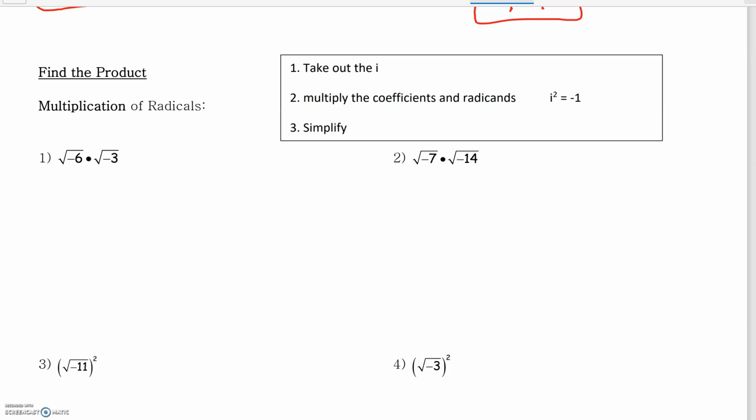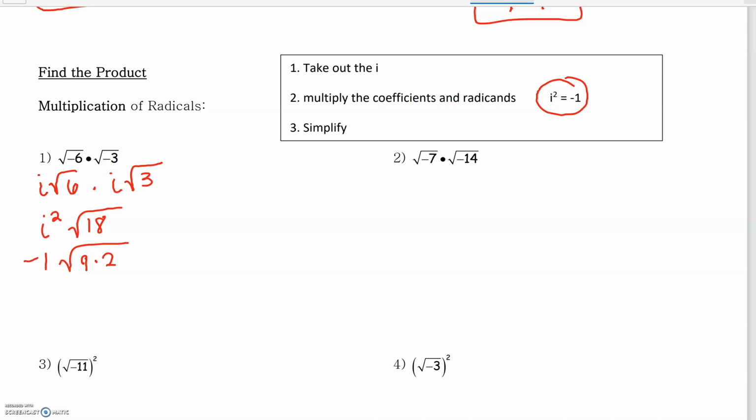When we multiply, we're going to take out the i, then we'll multiply the coefficients and radicands, and then we'll simplify. So let's take out our i. Now let's go ahead and multiply all of our pieces here. So i times i is i squared, and then 6 and 3 is 18. I squared, we know, is negative 1. And then we can break down our 18 as 9 times 2. And so we wind up with negative 1 times 3 radical 2, or negative 3 radical 2.